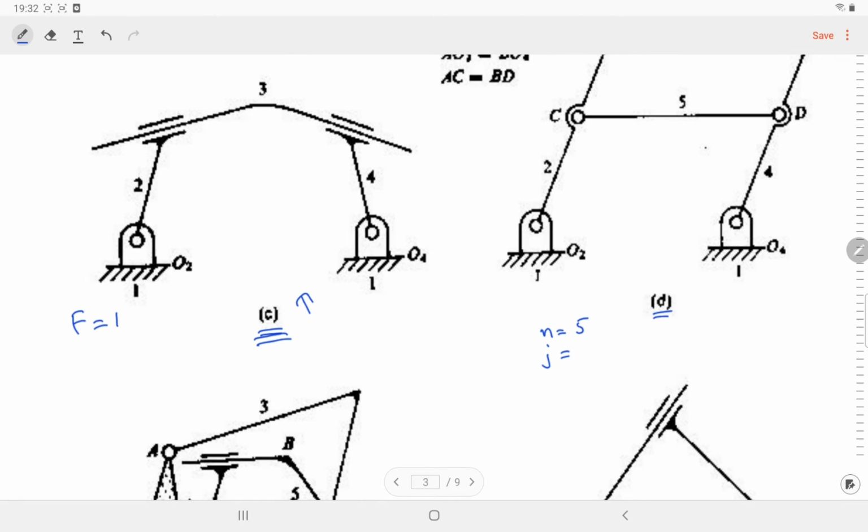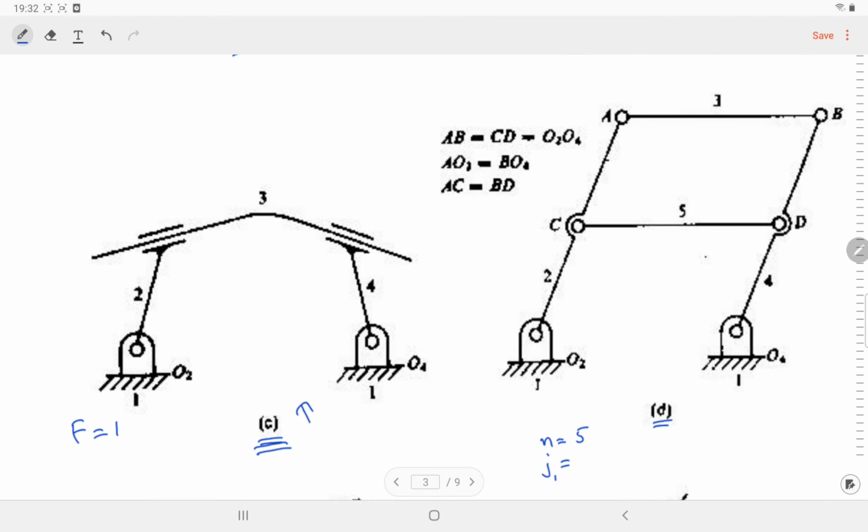Okay, and how about J? J is equal to, okay, first how about J1? So this is 1 and 2, 3, 4. Okay, what can I say about this one? This is also a lower order lower pair, because it's just connecting link 5 and link 2, right? So 1, 2, 3, 4, 5, 6. So J is equal to 6.